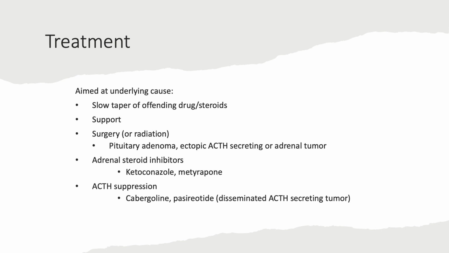We're also going to be doing surgery. The best way to take care of a pituitary adenoma is to remove it. Okay, send them off to a neurosurgery consult. Sometimes we can irradiate these things, and also remove an ACTH-secreting tumor or an adrenal tumor. If they are not a surgical candidate, or we have an already aggressive cancer that's metastatic and you have multiple foci of ACTH-secreting tumors or cortisol, we can do adrenal steroid inhibitors or ACTH suppression.